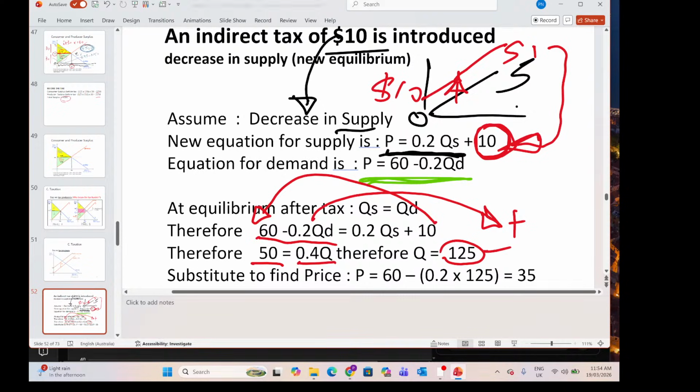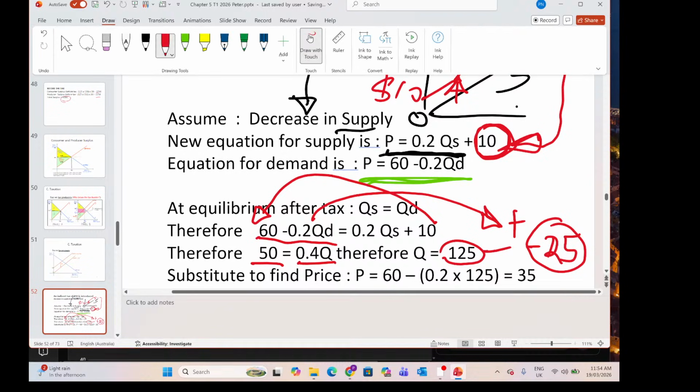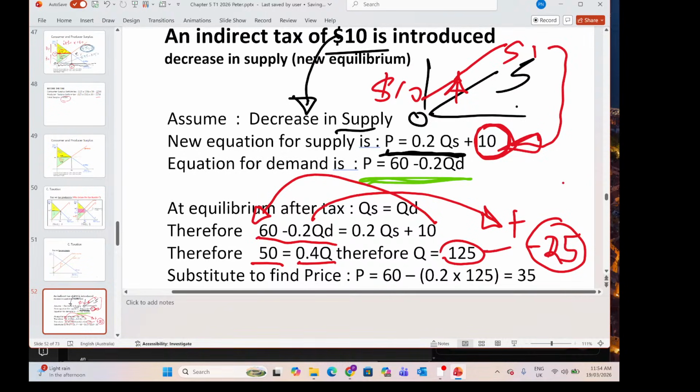So what this is, 25 less. Our quantity has gone down by 25, and you will also remember from our original example, the original price was 30, but now it's 35, so the price has gone up 5. So that's been the effect of the tax.